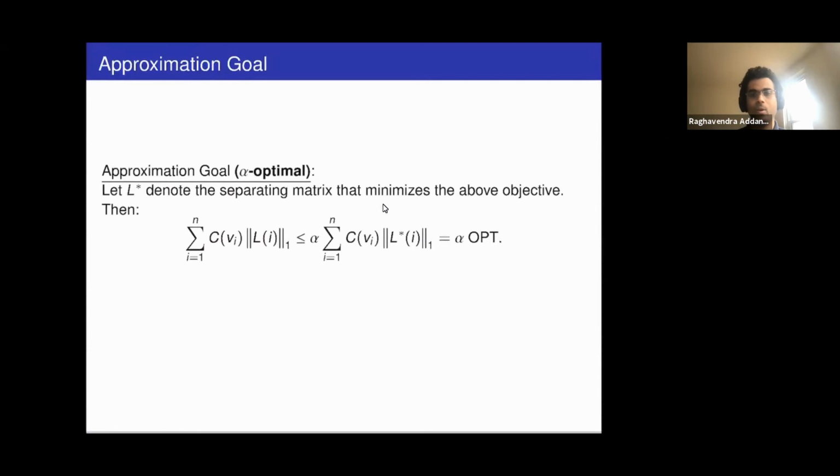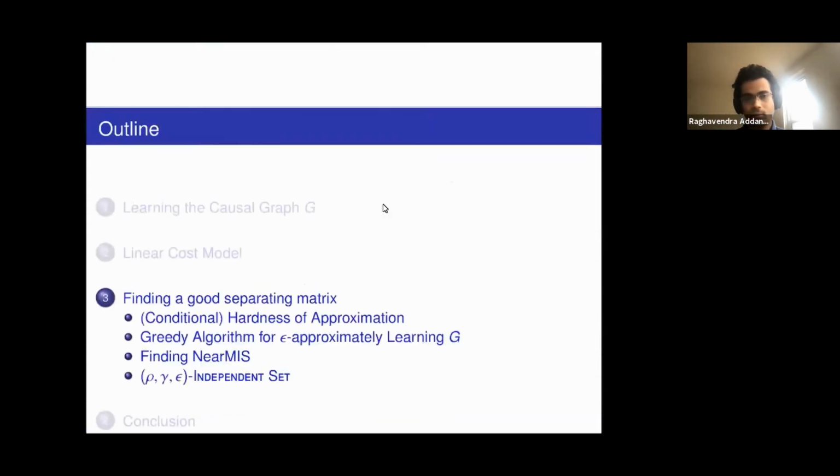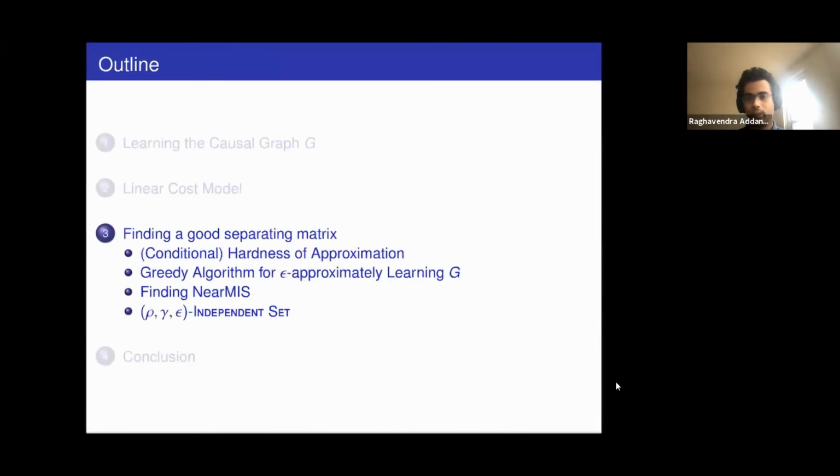An approximation goal here would be to output a good separating matrix L, which is within alpha times the cost obtained by L star, the minimum cost separating matrix. A bi-criterion goal would be to return an epsilon separating matrix, which is alpha optimal. If you have any questions, please ask me. Otherwise, I'll describe how we find these good separating matrices.